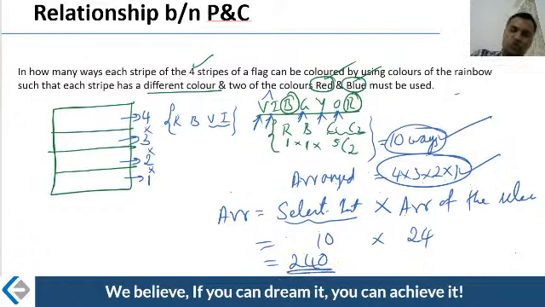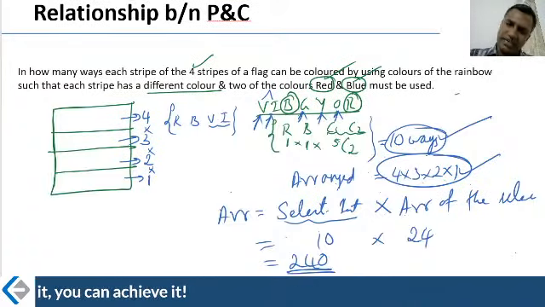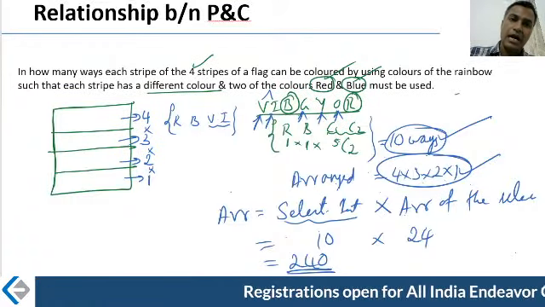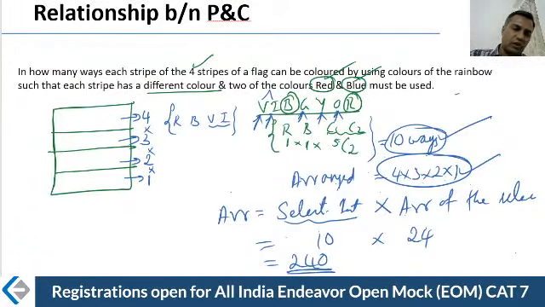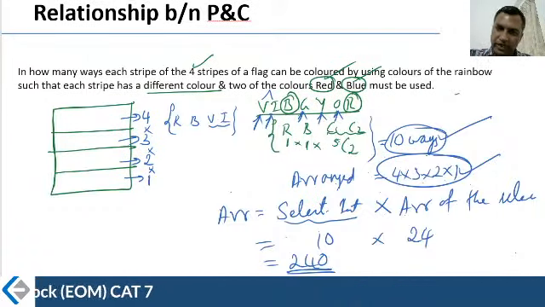240. This is another school of thought. First fellow, he did it directly. All arrangements. Right from the word go, that fellow did arrangement and he got the answer as 240. This fellow is another school of thought. He's saying, no, I will first do the selection and then I will do the arrangement of the selected ones. Fantastic, that works.